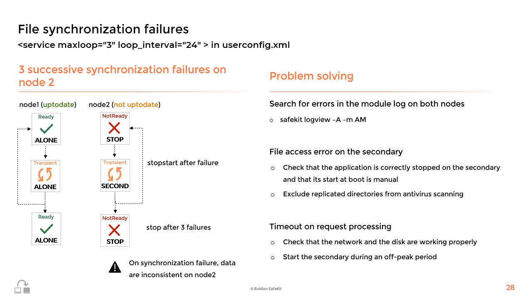Additionally, verify that the stop prim script stops all services of the application and that these services are set to start manually at boot. Also, exclude replicated directories from antivirus scanning to prevent interference between the antivirus checking files and the resynchronization process. In the case of a timeout on request processing, verify that both the network and the disk are functioning properly. It's also advisable to start the secondary during an off-peak period to avoid any potential issues.